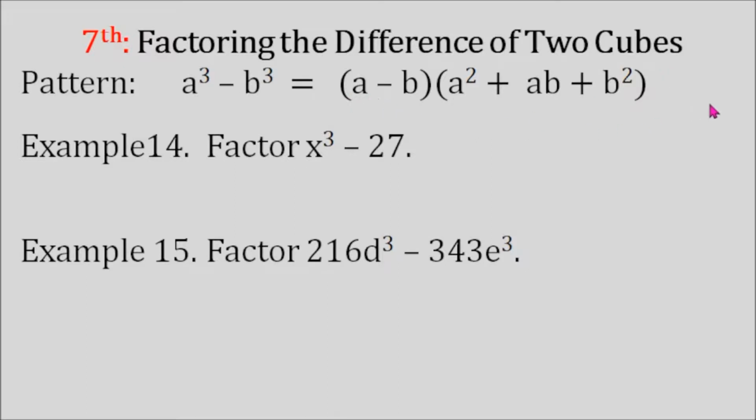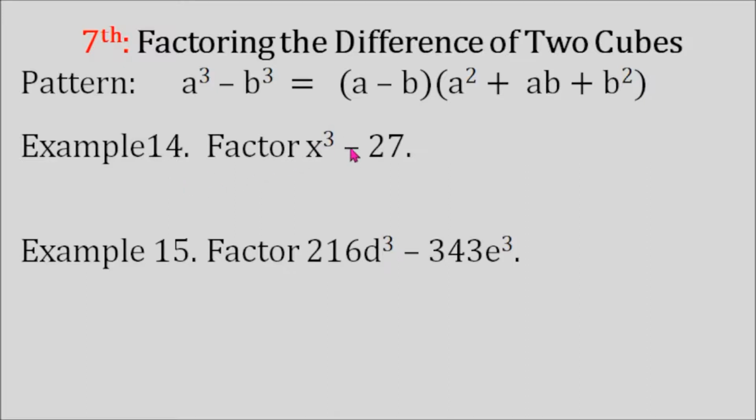So where do the terms come from? The cube root of a cubed is a, and the cube root of negative b cubed is negative b. So this is our binomial factor. A times a is a squared. A times negative b is negative ab. Because it's negative, we'll make it positive ab. And then negative b times negative b is positive b squared. Now we will use this pattern in factoring example number 14.